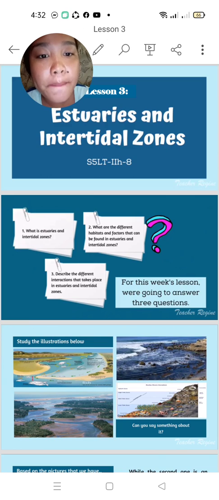Our topic is all about estuaries and intertidal zones. We have three questions here, as you can see. One is, what are estuaries and intertidal zones? Number two, what are the different habitats and factors that can be found in estuaries and intertidal zones? And number three is, describe the different interactions that take place in estuaries and intertidal zones.